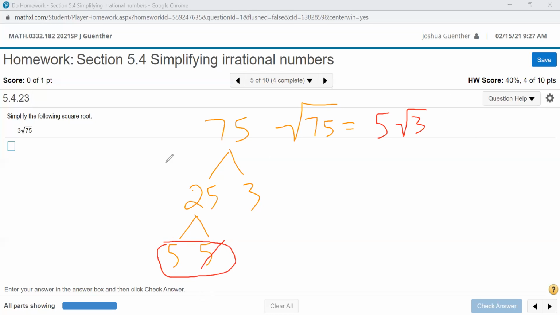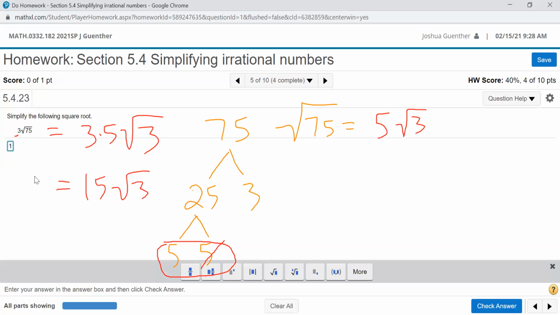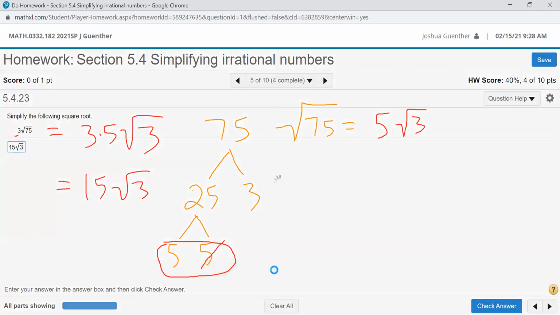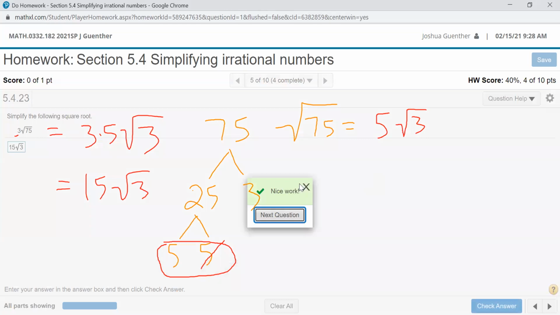But wait, there's a twist on this one. On this one, we ignored the 3 for the moment and just did square root of 75. And we got 5 square roots of 3. But don't forget, there really was a 3 there. So all it's going to do is multiply to what we already found for the square root of 75. And now we'll do the 3 times 5 first. We'll get 15 square roots of 3. Bada bing, bada boom.